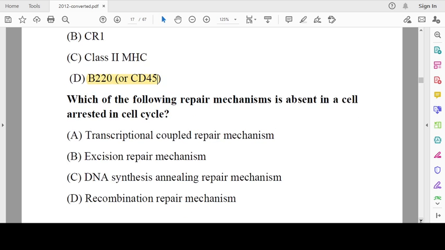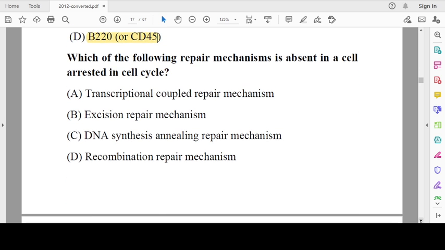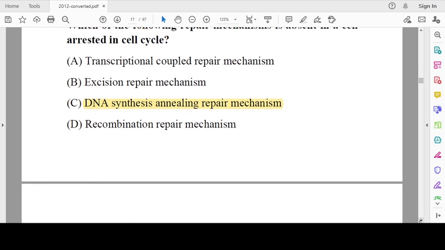Which of the following repair mechanisms is absent in cells arrested in the cell cycle? Ultimately, the DNA synthesis-dependent annealing repair mechanism is deficient in those cells which are arrested in the cell cycle.